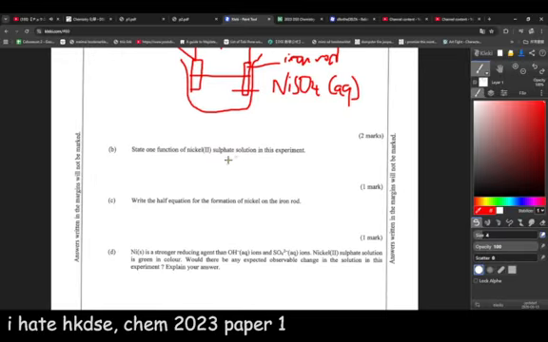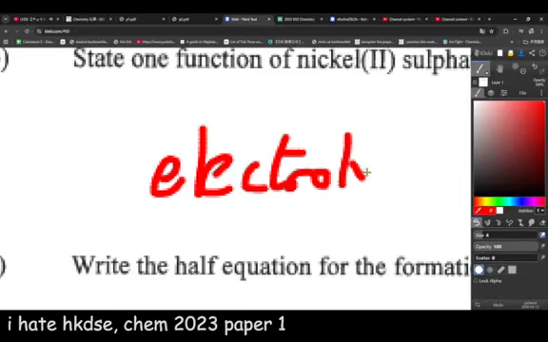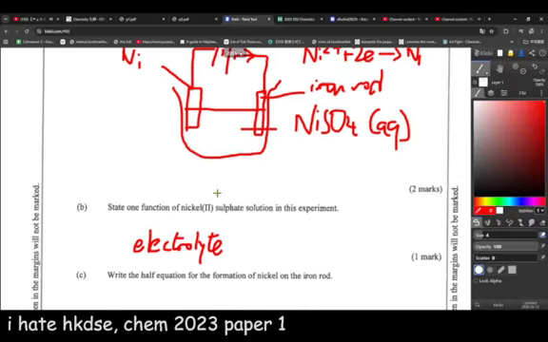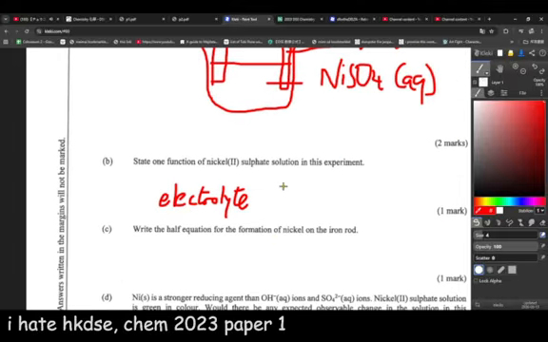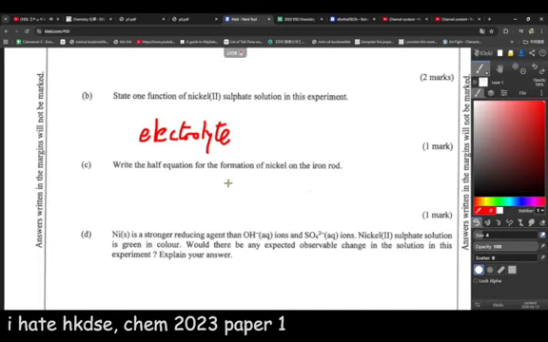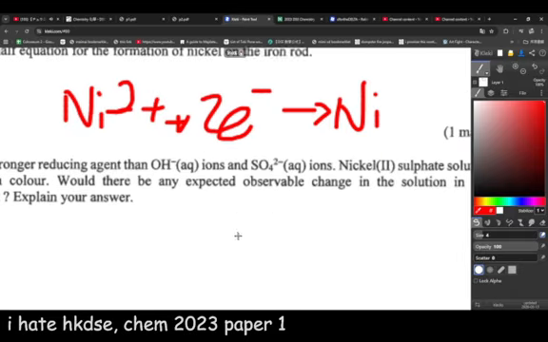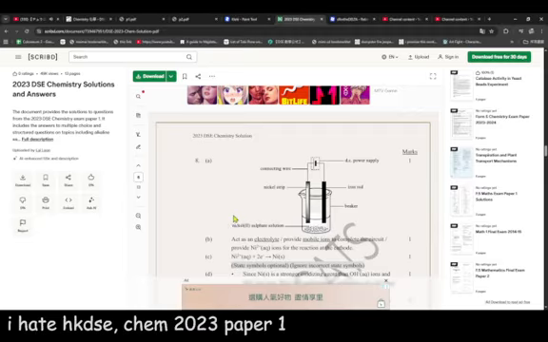State one function of nickel sulfate electrolyte. You can write electrolyte or a supplier of Ni ions, even though this also does it. But electrolyte's the safest bet because it's a solution. Formation of nickel. Yeah, I just did that. There you go. Simple. Just add electrons to the ion. Let's look at the answer first.